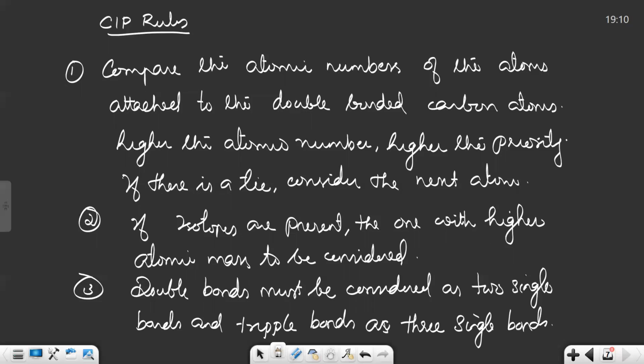We can sum up the CIP rules here. The main 3 rules are listed here.